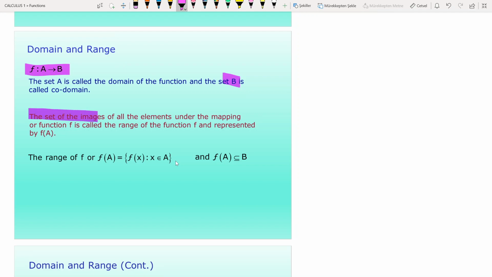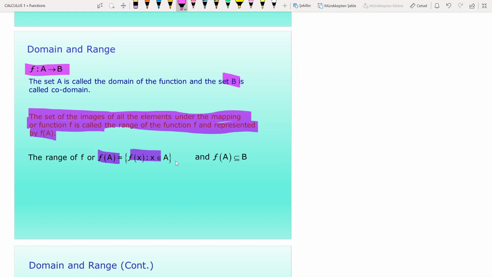The set of the images of all the elements under the mapping or function f is called the range of the function and represented by f of A. In this case, the range is denoted by f of A, which is the set of f of x, where x is from the set A. And don't forget that f of A is included in the codomain, which is the set B.